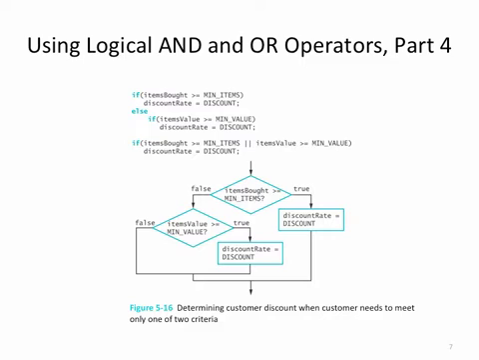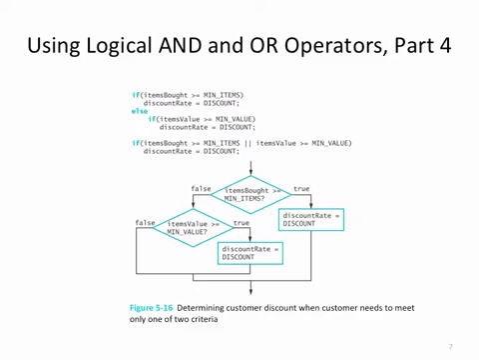Welcome back. Using the logical AND or OR operators, this code represents that. Let's read the flowchart first. If items bought is greater than or equal to min items, you set discount rate equal to discount. Otherwise, you see if items is greater than or equal to min value. If that's true, then you set discount rate equal to discount. So either items bought greater than or equal to min items or items value greater than or equal to min value, either one of those is true, and it sets discount rate equal to discount.